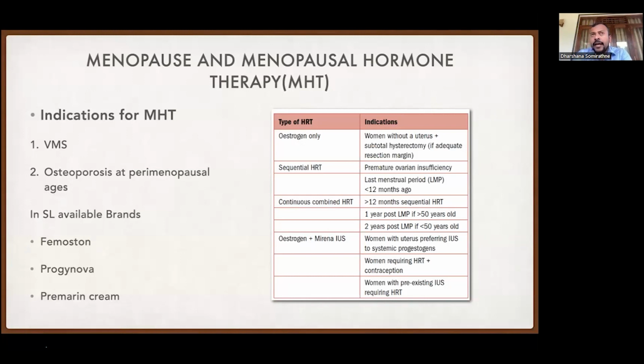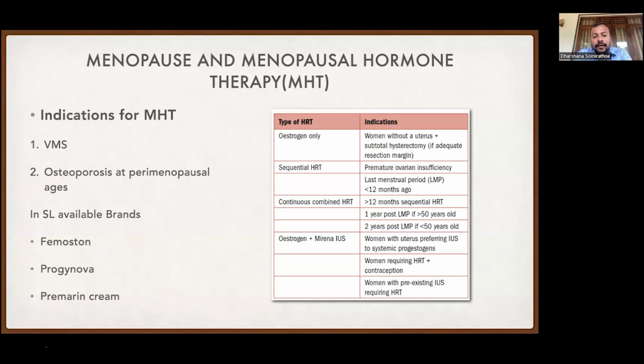Then you can't give an estrogen-only preparation. You have to combine estrogen plus progesterone if her uterus is intact. Suppose someone has had a hysterectomy and there's no uterus anymore, then you can give the estrogen-only preparation. This is the basic way that we have to start hormone replacement therapy.